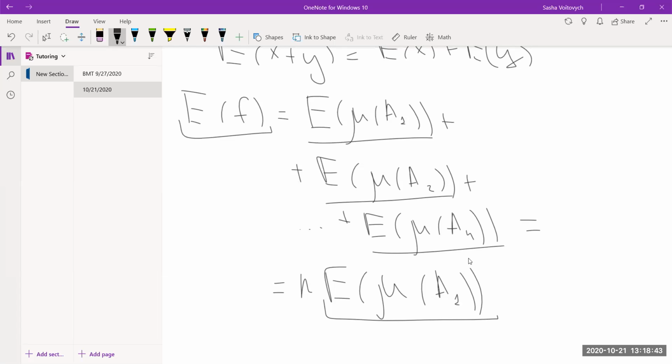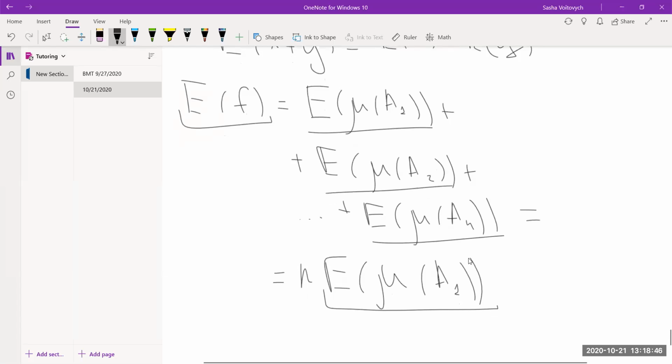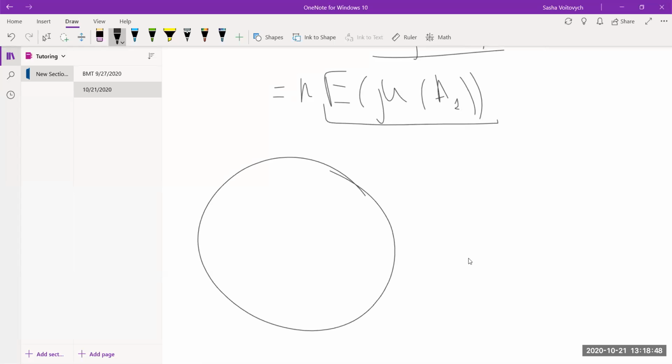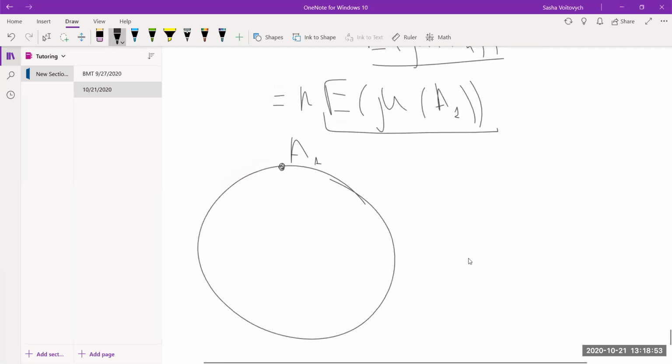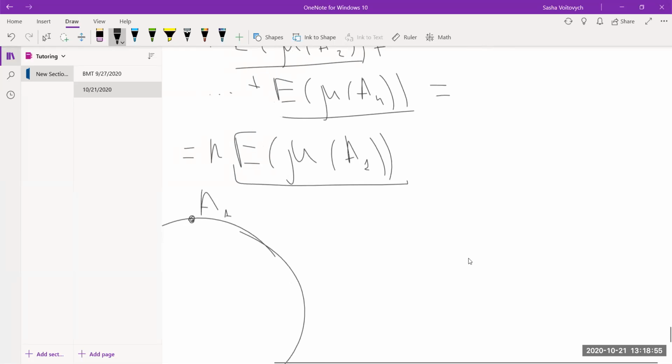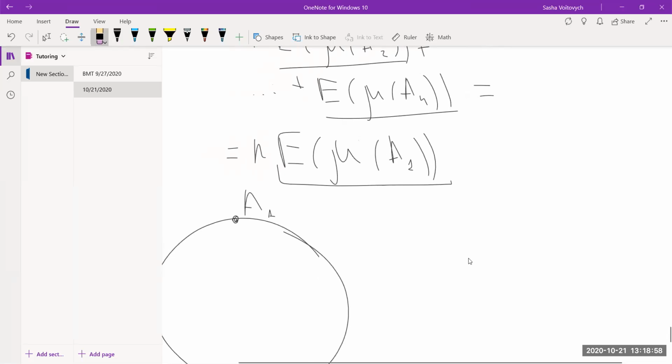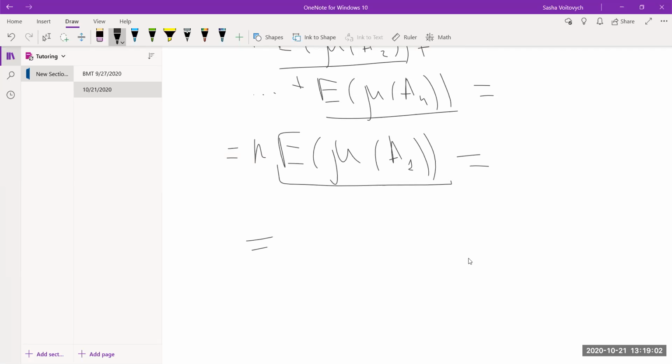And this one is fairly easy. So here's why. First we place A1. Actually, we can expand it even further. Because mu is an indicator, its expected value is the probability that the diameter through A1 is good.